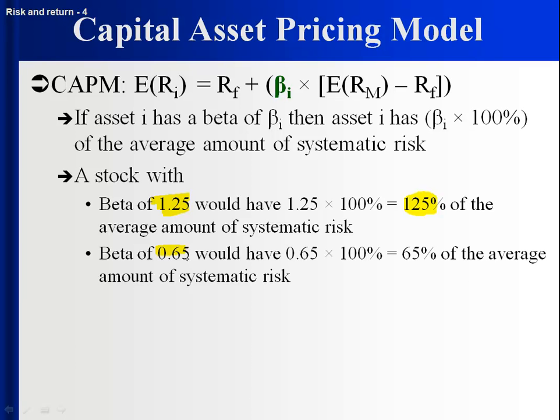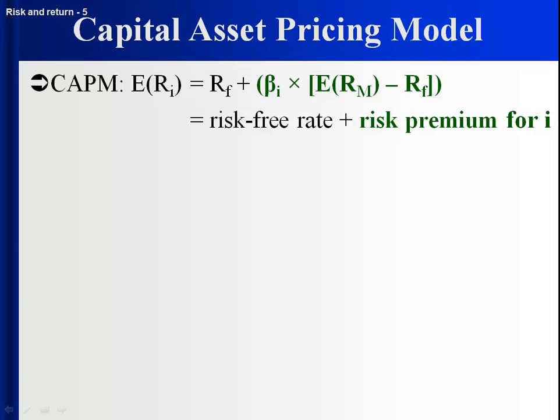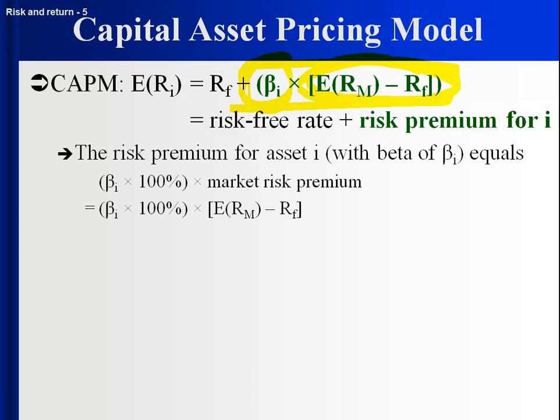The systematic risk for this guy is 125% that of an average stock. Suppose the stock had a beta of 0.65. Then it only has 65% of the average amount of systematic risk. It's less than average. So what does that mean? The risk premium for asset i is equal to its beta times the market premium.